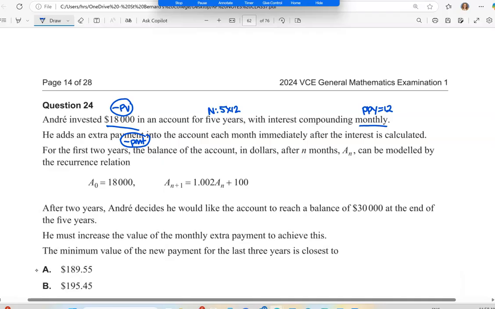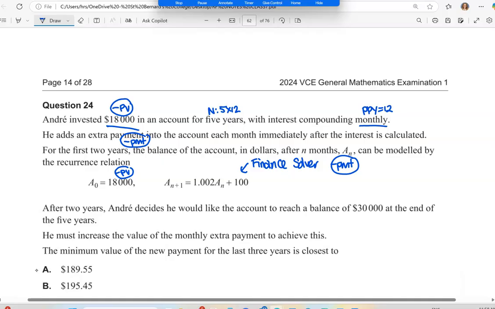So the first 2 years of the balance of the account in dollars after n months can be modeled by this recurrence relation. So we can see with the A0, there's the PV. And because it's an investment, we already said that it would be a negative. Because we're technically adding 100 to the total investment. But in Finance Solver, we knew that's the payment, but it's a negative payment because we're putting it into the bank. But there was their way of showing you what the payment was.